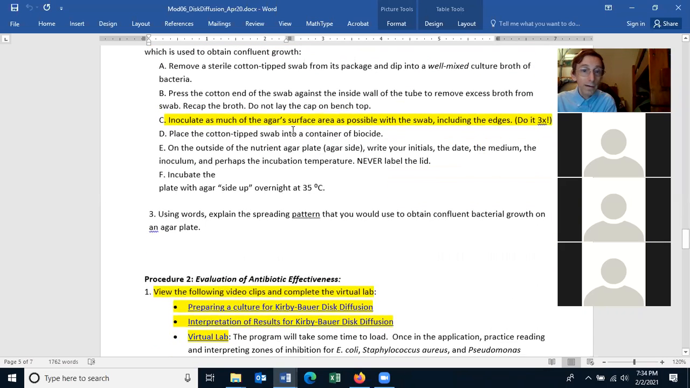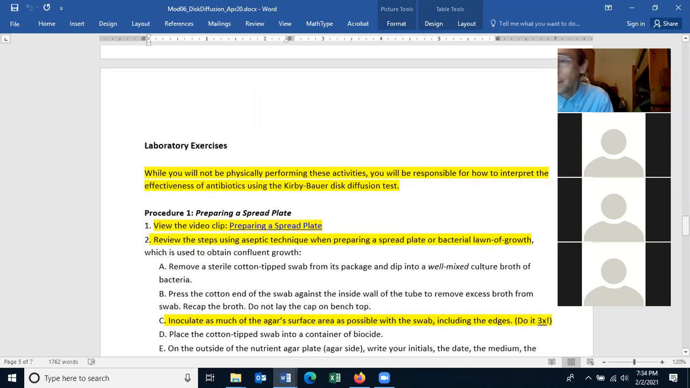Inoculate as much of the agar's surface area as possible with the swab, including the edges. You need to do it 3 times. So let's pretend that this is an agar plate, and this is my swab. You dip it in your bacteria, and generally when you're taking it out, you get the excess off by squeezing it on the side of the tube.